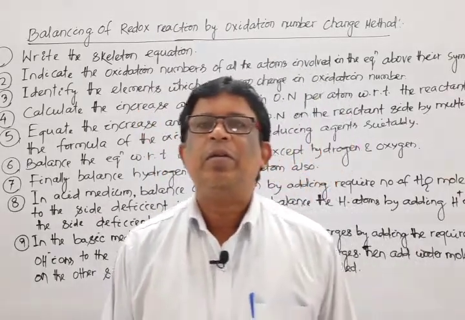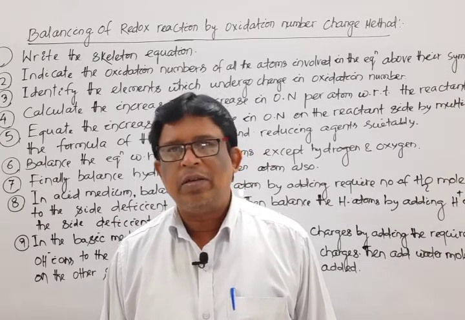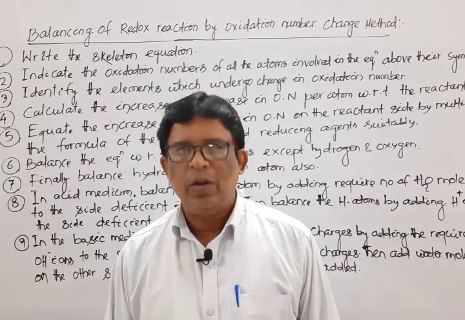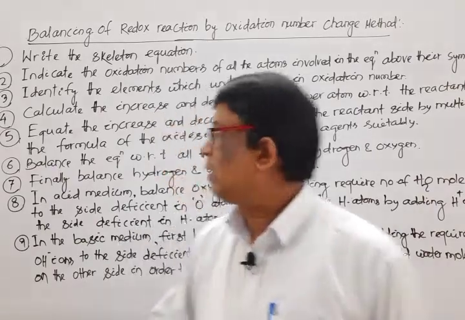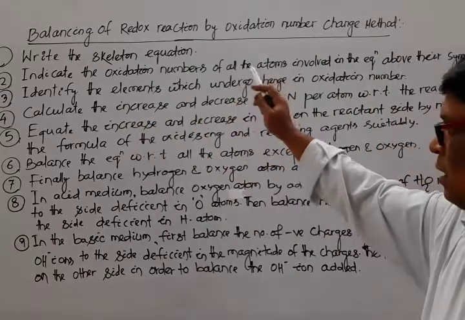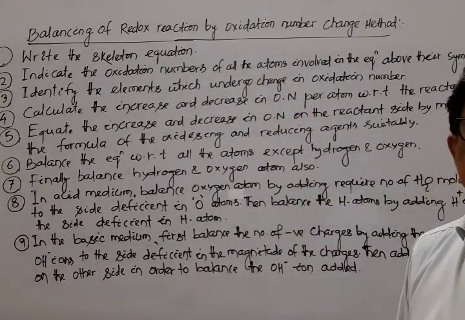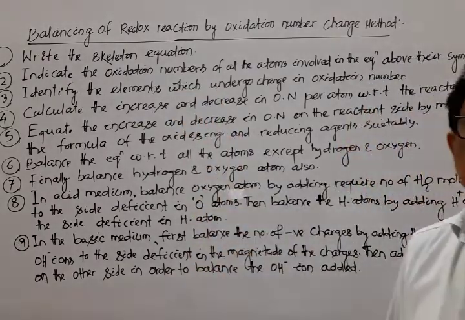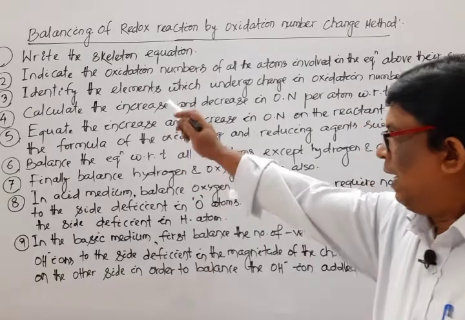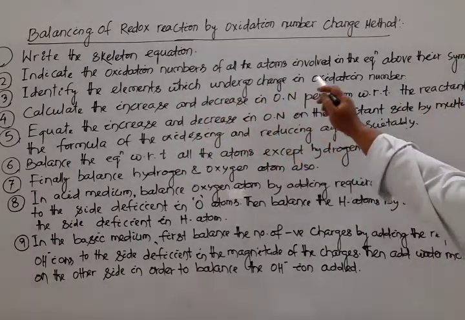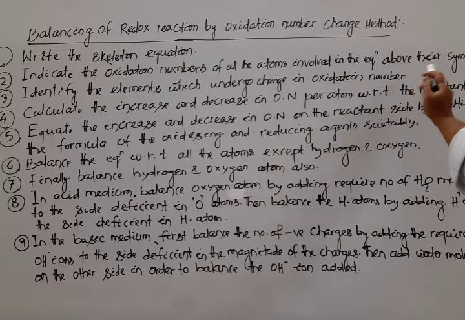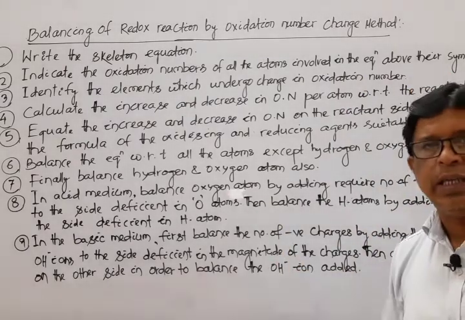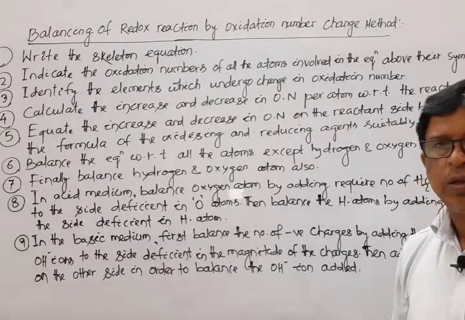Before going to balance the equation by the oxidation number change method, it is necessary first to note down the steps followed. Mark that. What are the steps followed for balancing a redox reaction by the oxidation number change method? Point 1, write the skeleton equation given in the question. Point 2, indicate the oxidation number of all the atoms involved in the equation above their symbol. At the top of each symbol, write the oxidation number.